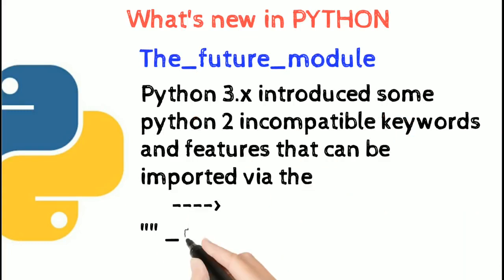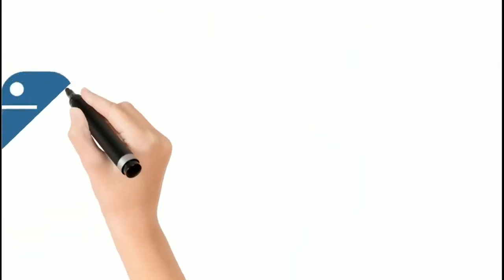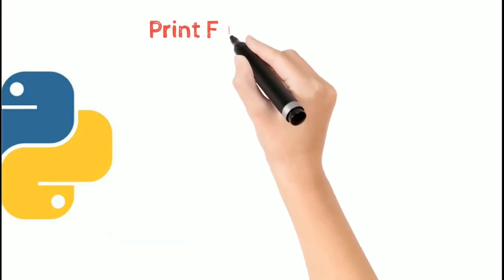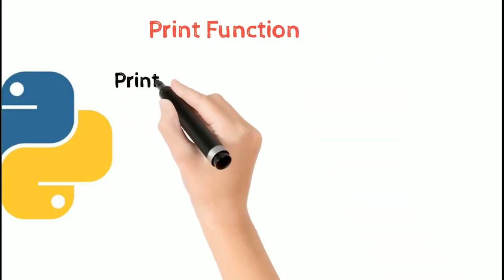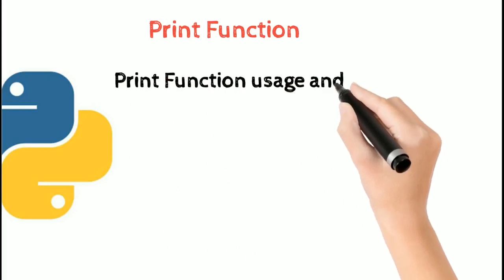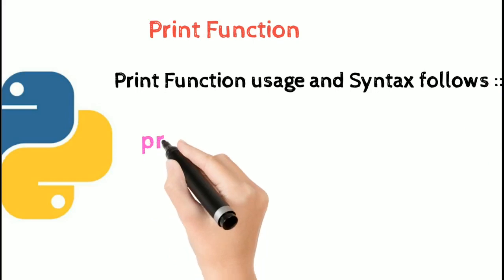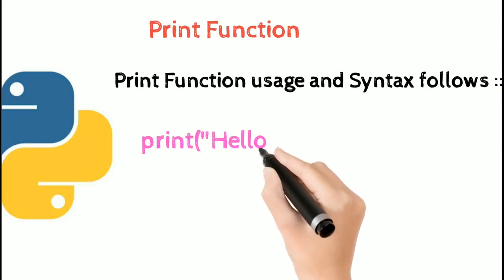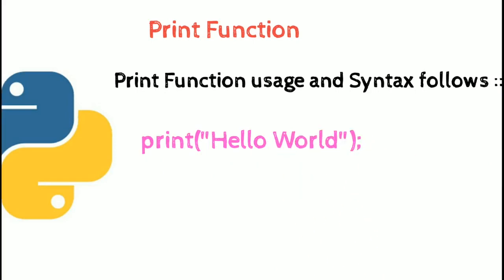And next module is the future import as a syntax. And next feature in Python 3 is the print function. How can the output display on the monitor screen in Python 3? It is like this. Print is a function and it is a keyword, and the message that we are going to display on the monitor screen is enclosed in parentheses and within double quotes, that is, hello world.